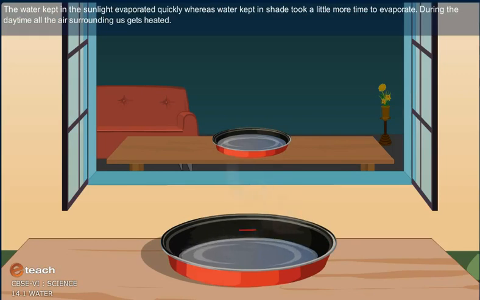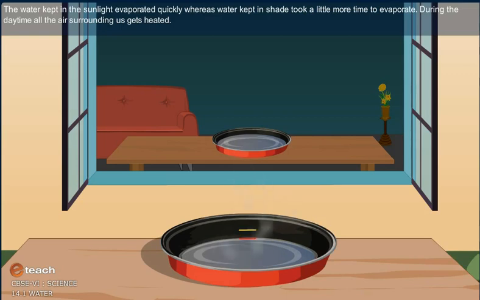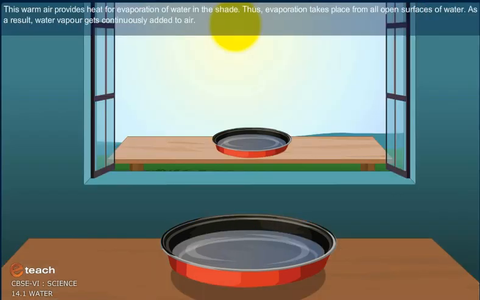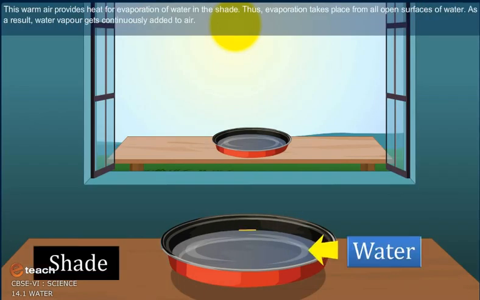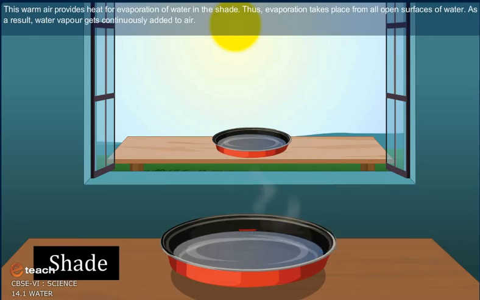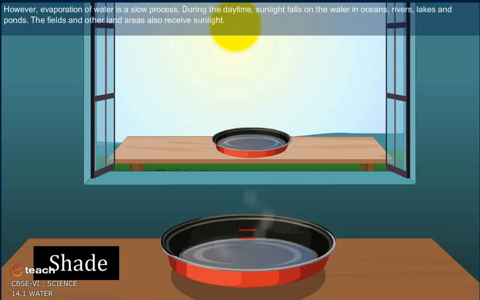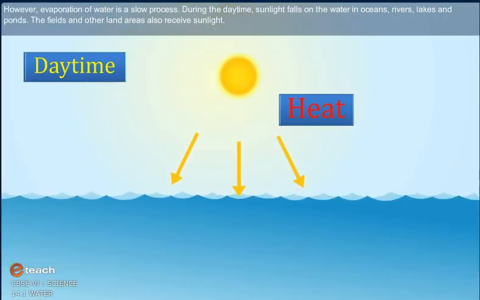more time to evaporate. During the daytime, all the air surrounding us gets heated. This warm air provides heat for evaporation of water in the shade. Thus, evaporation takes place from all open surfaces of water. As a result, water vapor gets continuously added to air. However, evaporation of water is a slow process.